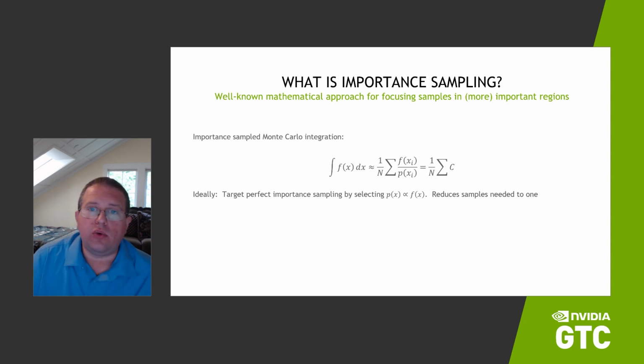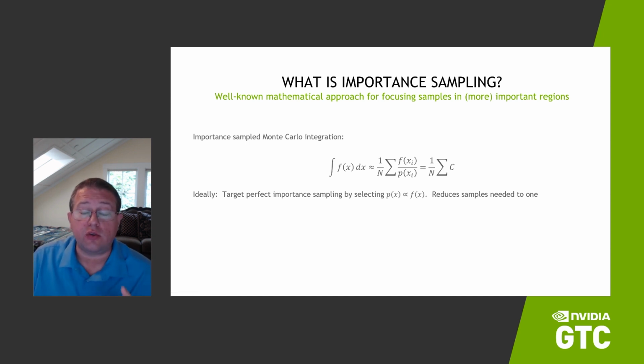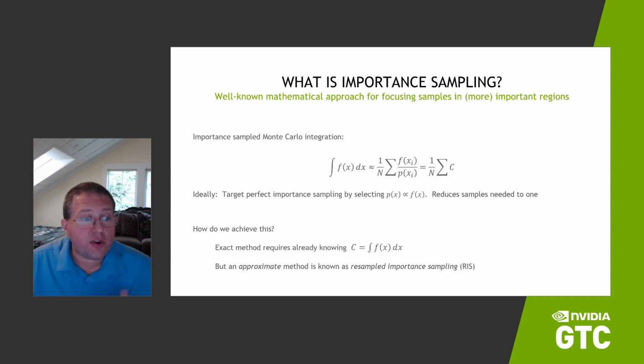Ideally, what you do is you use perfect importance sampling and select this probability p proportional to f. If you do that, you get cancellation and you're just left with this sum over the constant of proportionality, which reduces the number of samples you need to 1, which would be great for ray tracing if we can shoot just 1 ray per pixel. That would be amazing. Unfortunately, to achieve this, we need to know this constant of proportionality c, and it is equal to this integral f, which is what we were trying to solve in the first place.